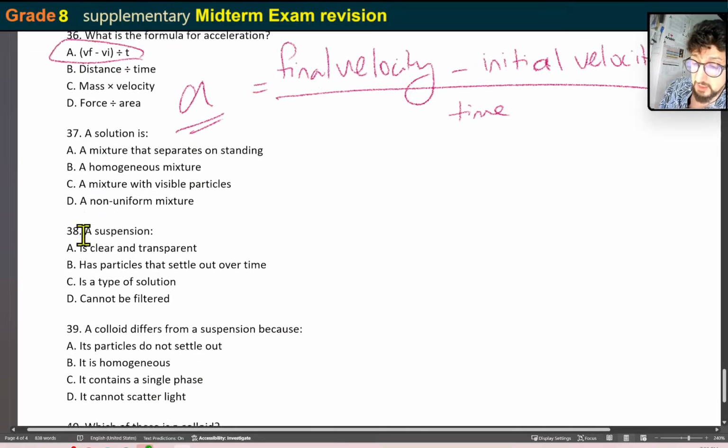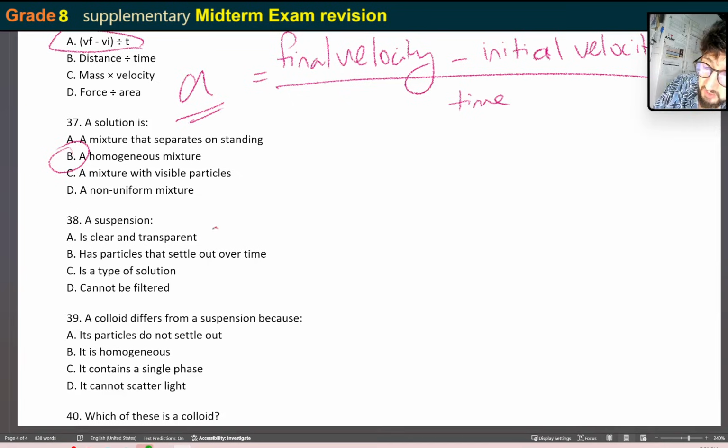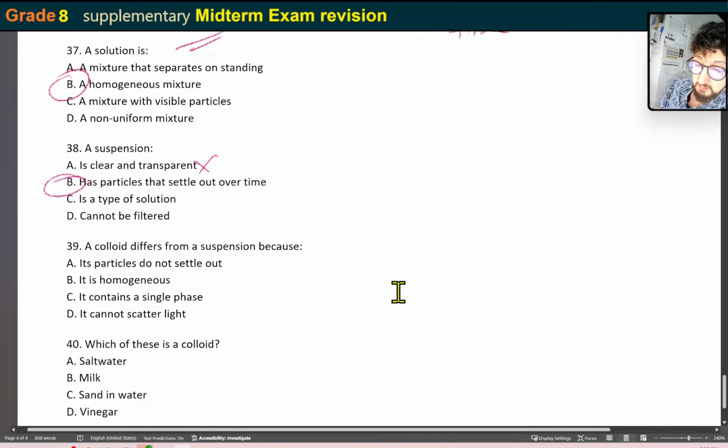Let's keep going. A solution is a homogeneous mixture. A mixture with visible particles? No, you cannot see the particles. Non-uniform just means they are different. No. A suspension is clear and transparent? No, that is a solution. Has particles that settle over time? Absolutely. If you leave it for a while, the particles will settle to the bottom. And it can be filtered.